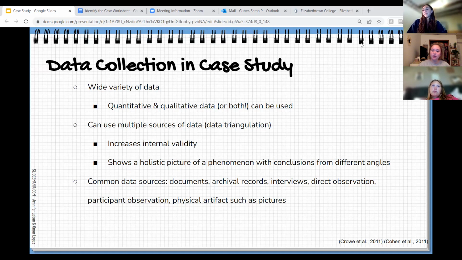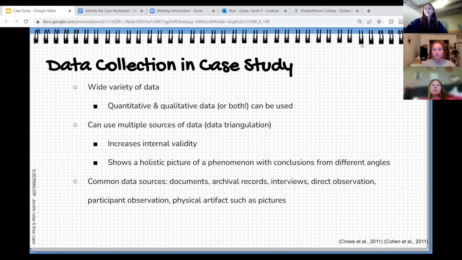So now we're going to talk about data collection in case study before you get to do your interactive activity. In case studies, there's a wide variety of data that can be collected. You can use quantitative data, qualitative, or both, like we're going to do in ours.